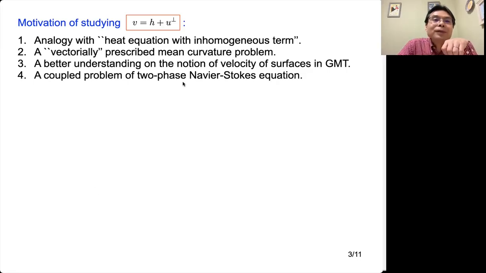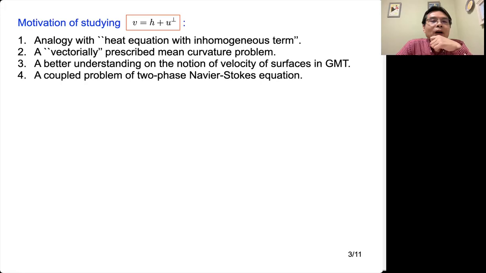By the way, this perp sign is a projection to the normal direction. Sorry, I forgot to explain this. The vector field may not be normal to the surface, of course, and V is supposed to be a normal velocity. So you might want to project this vector field to the normal of the surface. That's what it means. Okay, so that's the first one.